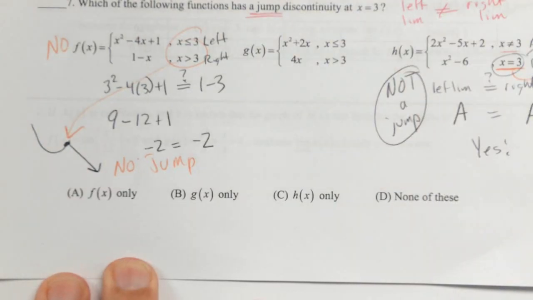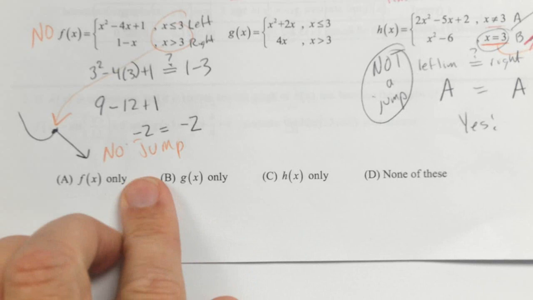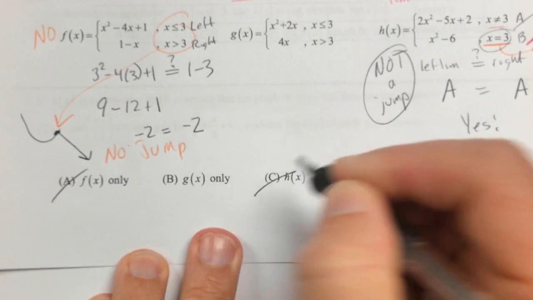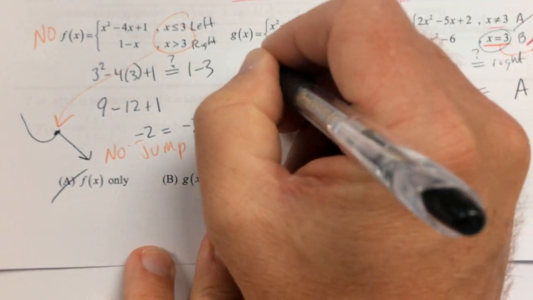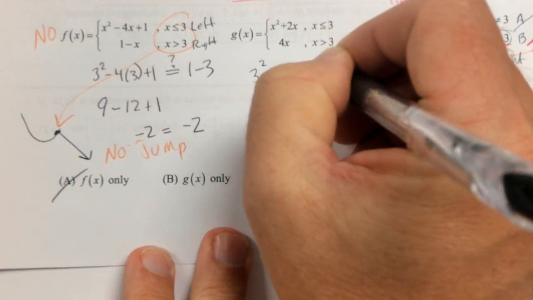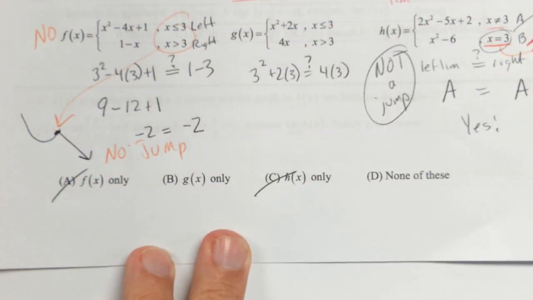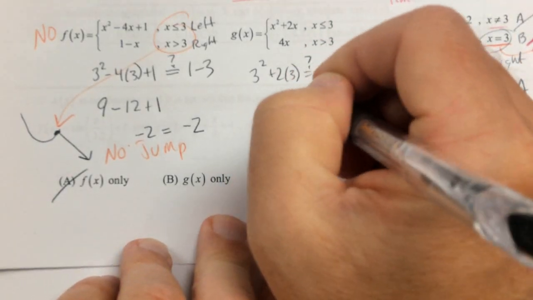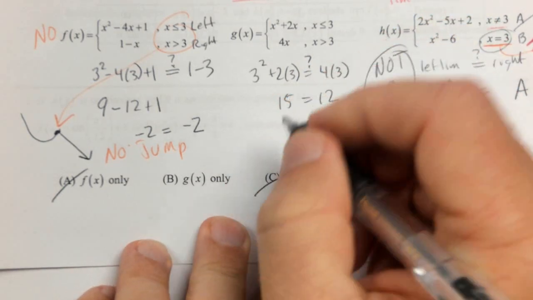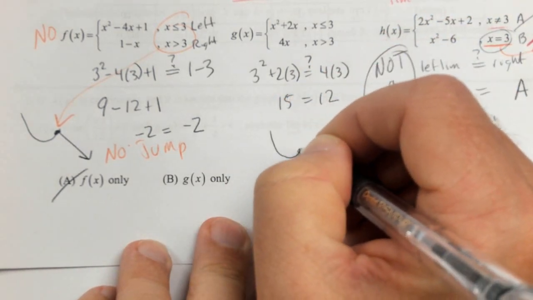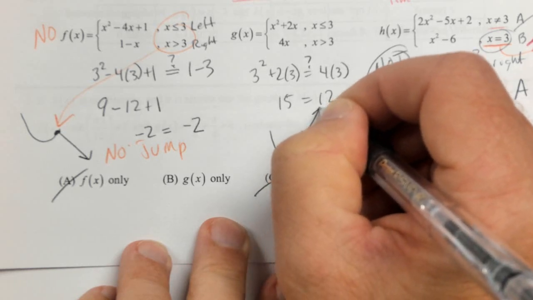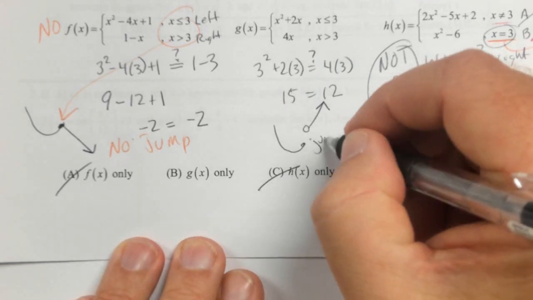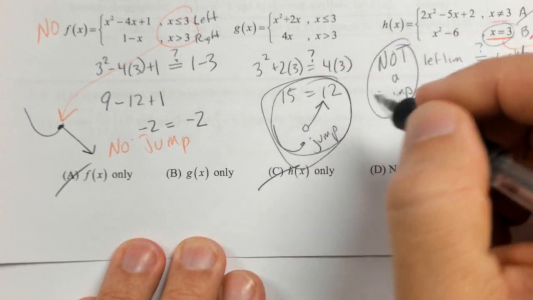So no to F and no to H. That just leaves G. I'm looking at my answer choices. Oh, I still have to do the problem because it could be B or D. But same thing. Plug in 3 to both sides, because I'm checking the left limit and the right limit. 9 plus 6 is 15. 4 times 3 is 12. So this one is like there's a parabola, and then it starts somewhere else. I don't know if that's exactly what it looks like, but there's a jump, because the left limit and the right limit are not the same.